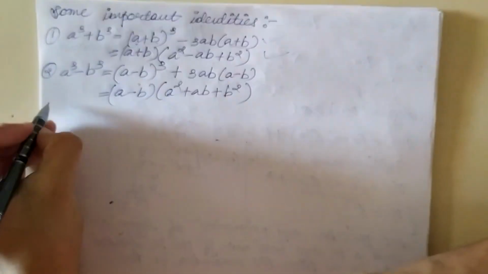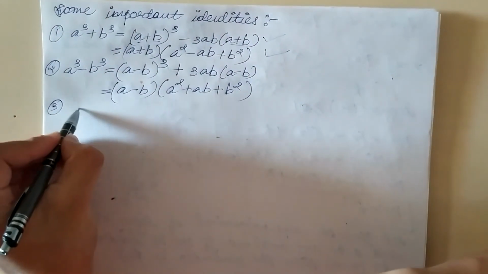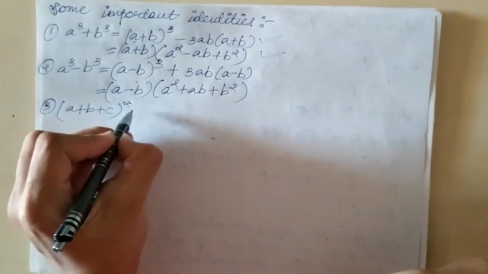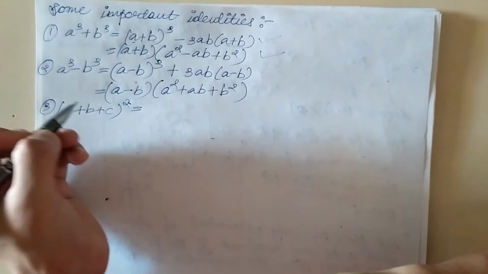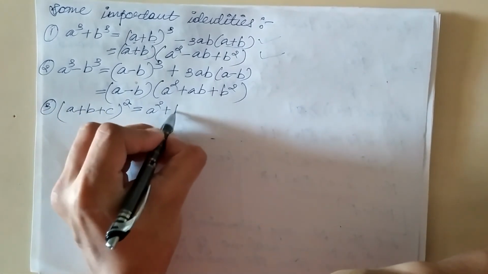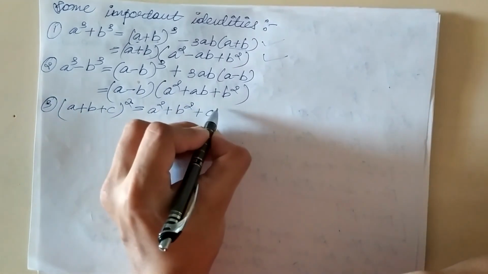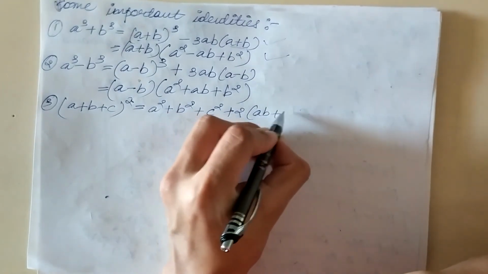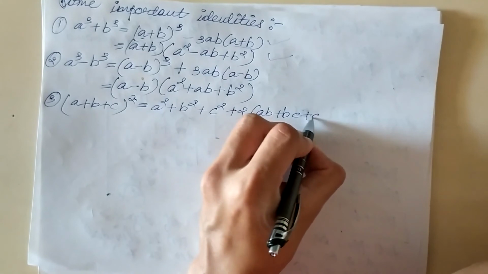Now third identity is (a plus b plus c) whole square is equal to a square plus b square plus c square plus 2 into (ab plus bc plus ca).